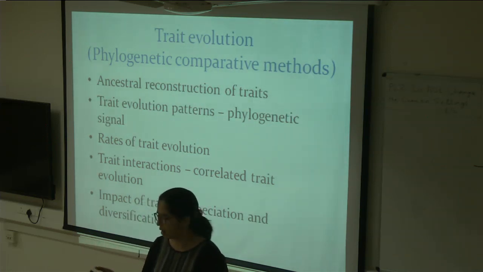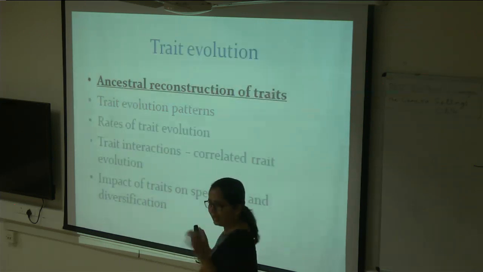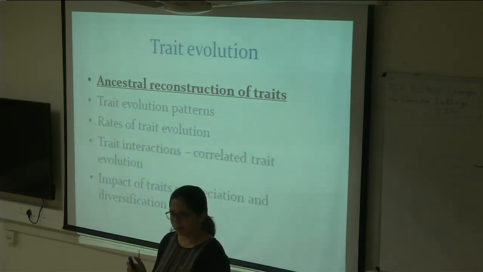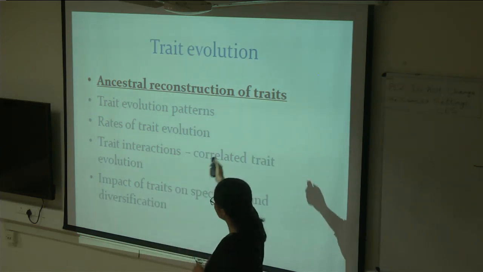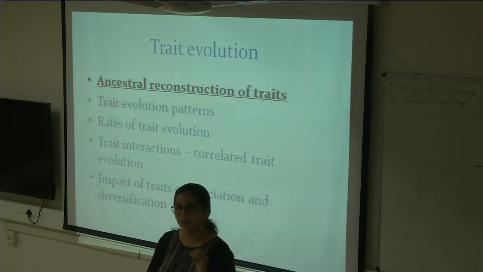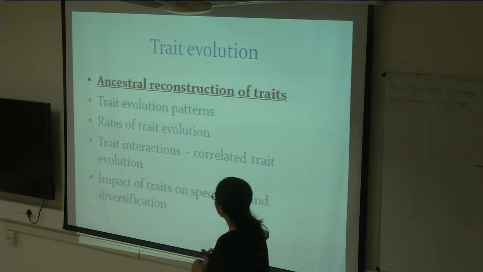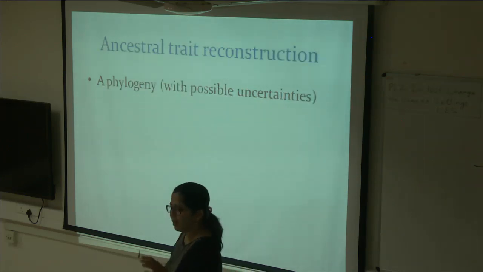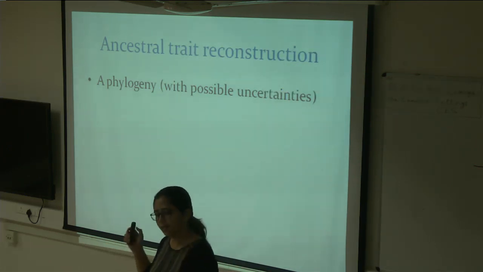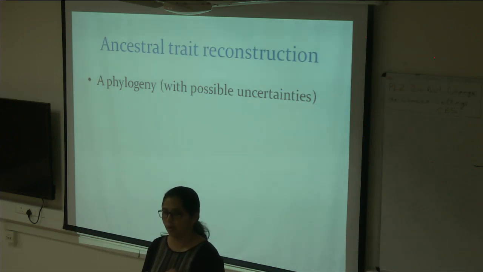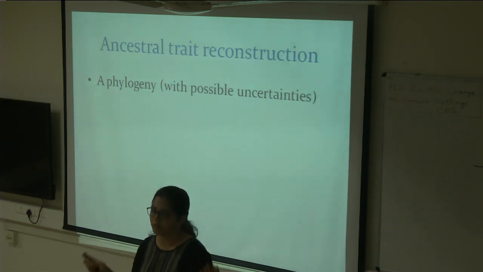You can use multiple traits. Today, what we will focus on is only ancestral trait reconstruction. The methods for all of them are very different, so we won't get into that. We will just focus on how to reconstruct ancestral traits on a phylogenetic tree. So you have a phylogenetic tree. We have written that there is an uncertainty within the tree topology, but the methods we will discuss today do not account for that. We have a phylogenetic tree which depicts the species' evolutionary relationships, but there are methods in which you can have multiple tree topologies on which you can reconstruct traits.